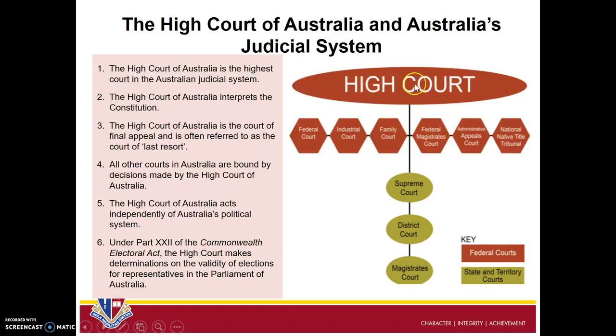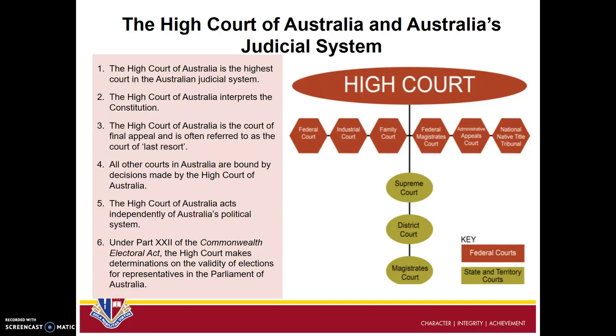So the High Court is the big one, and the big role that the High Court plays is to make determinations on the validity of the elections for representatives and interpret the Constitution. This is a massive key role, this one here. High Court Australia interprets the Constitution, because the Constitution is what legislates and regulates the Parliament. So when the government is elected, they're the highest power in the land, but the government has to still stick within the boundaries of what the Constitution says.